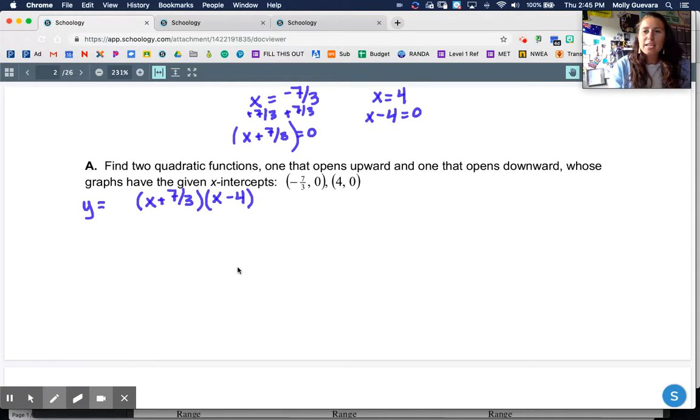And then it's saying any graph. I can pick A, right? Here's my A value. It can be anything I want as long as it's positive because I want it to open up. We're going to do the up one first, okay?